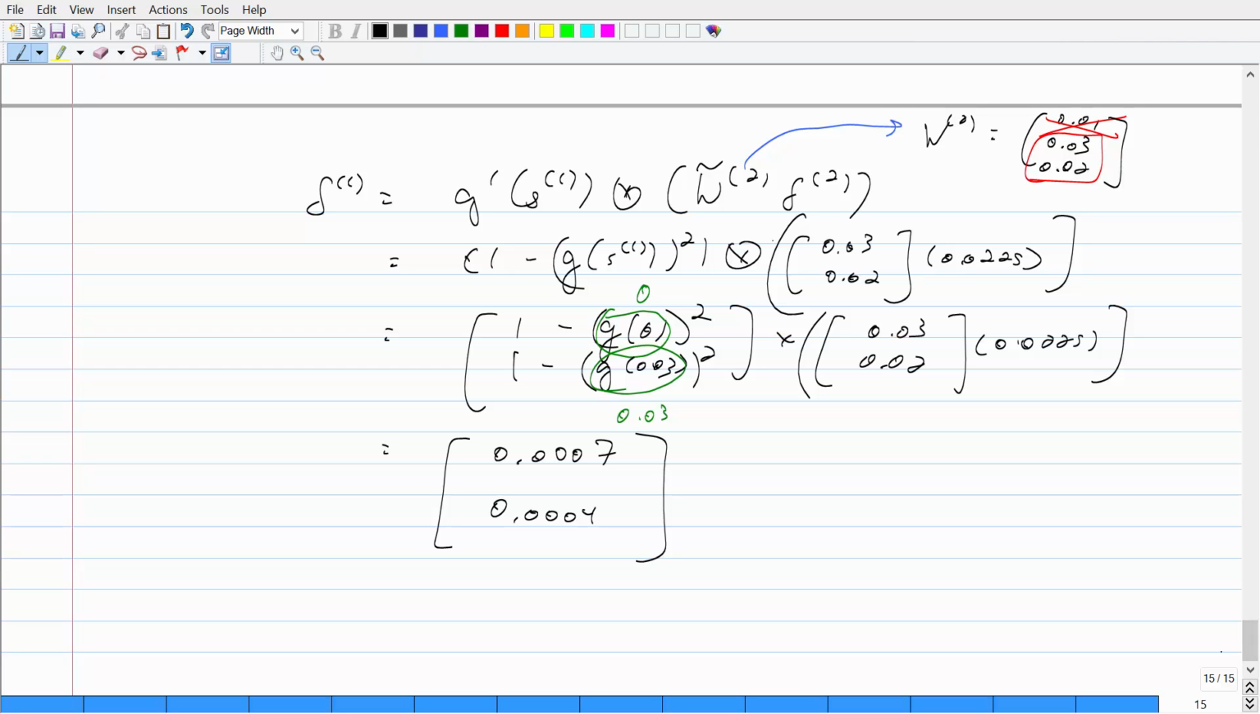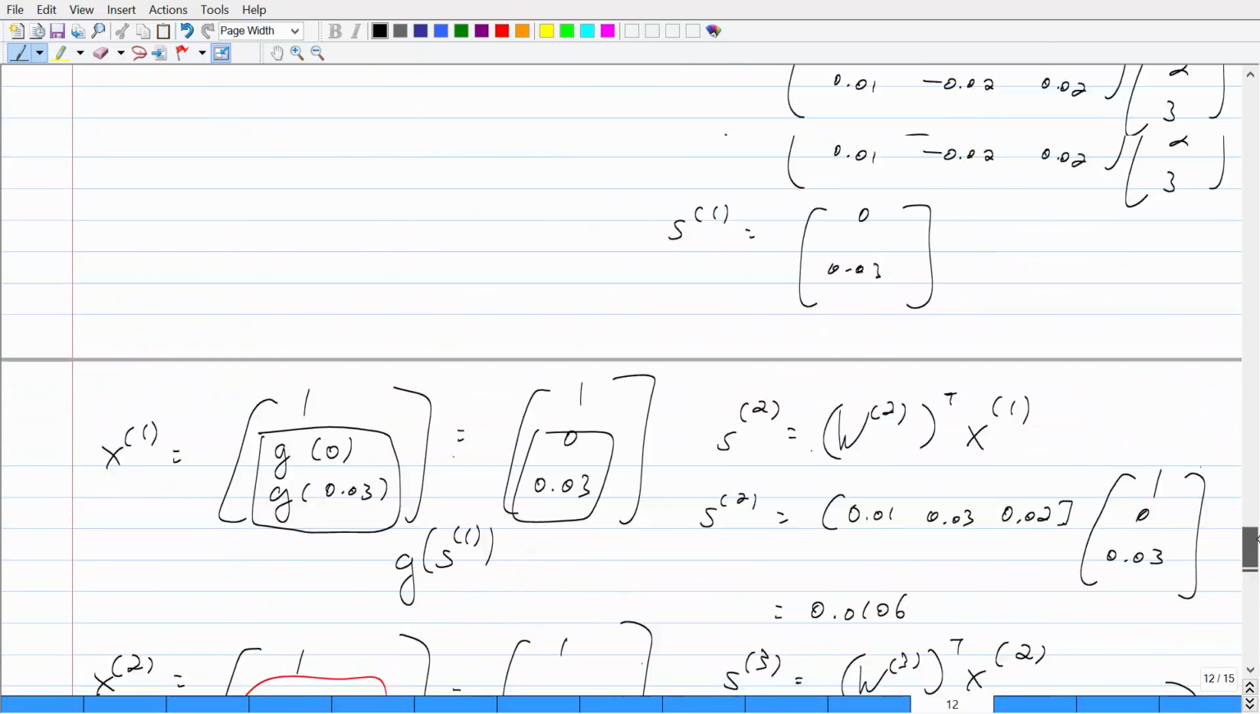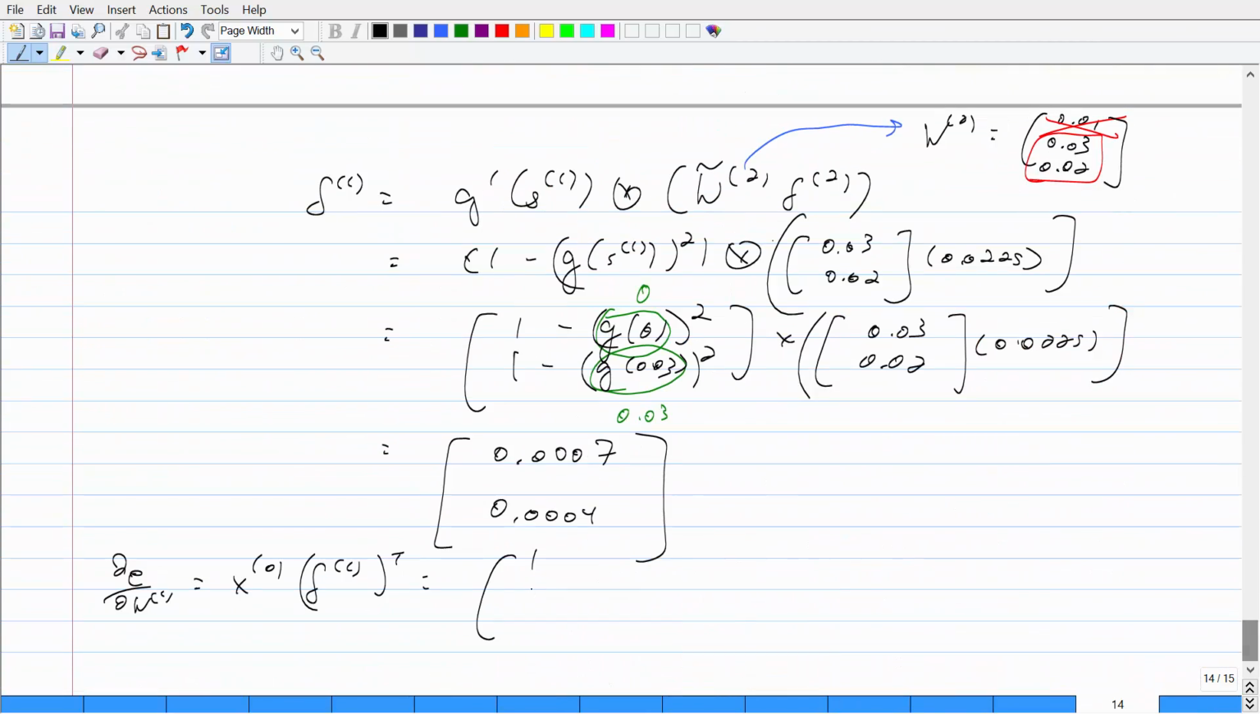Now what we need to do next is calculate the error gradients. We had the first one. I believe this was 1, 2, 3? Yes, 1, 2, 3. And then delta 1 is equal to 0.0007, 0.0004. This is the outer product.